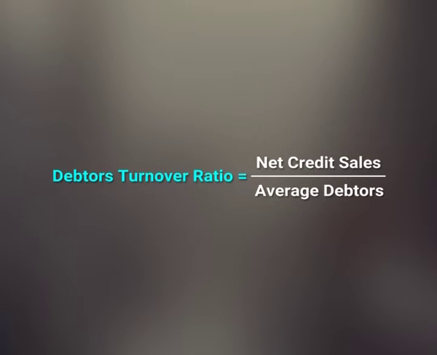Debtors turnover ratio establishes the relationship between the net credit sales and average debtors of the year. Average debtors are calculated by dividing the total of debtors in the beginning and at the end of the year by 2. Now, this ratio is used to test the efficiency or speed with which the debtors are converted into cash. A high ratio is considered favorable since it indicates a successful credit policy. This ratio is expressed in number of times. This ratio is calculated as follows: debtors turnover ratio is equal to net credit sales divided by average debtors.